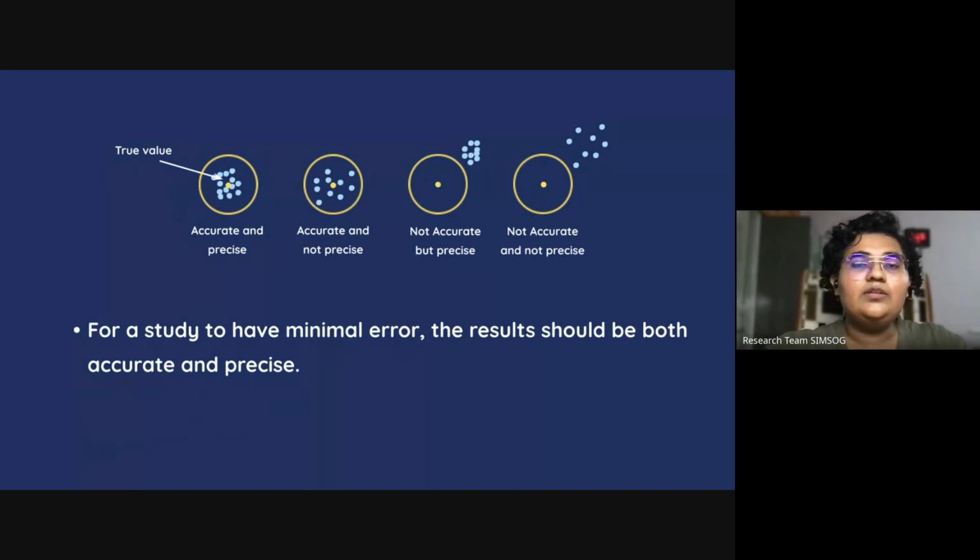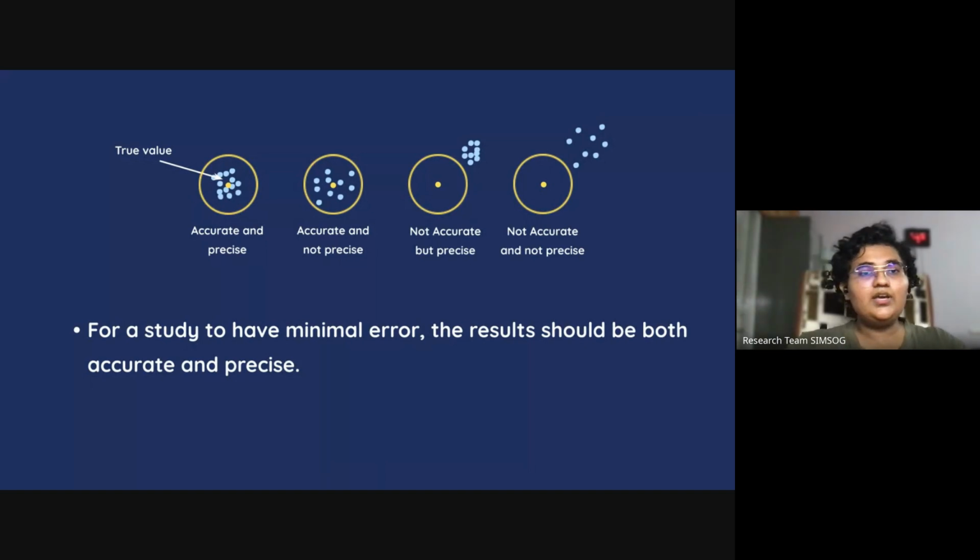In the third figure, the measured values are close to each other, but they are not close to the known value. So the measurements are not accurate, but they are precise. And in the fourth figure, the measurements are neither close to each other nor to the set value. So they are neither accurate nor precise. Ideally, if you want your study to have minimal error, the results should be both accurate and precise.